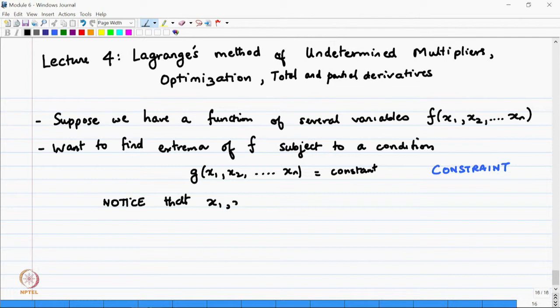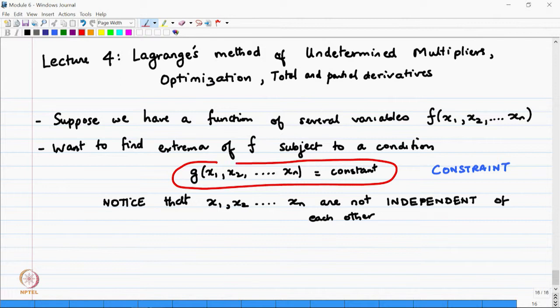that x1, x2 up to xn are not independent of each other. That is because of this condition; there is a relation between all these x1, x2 up to xn. So they are not completely independent. This is something that should be kept at the back of your mind. Now, in this case we are treating them as though they were independent, but then we will have to put in this constraint.